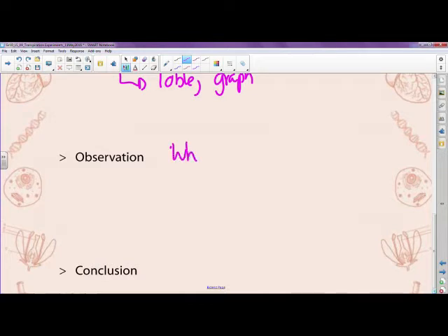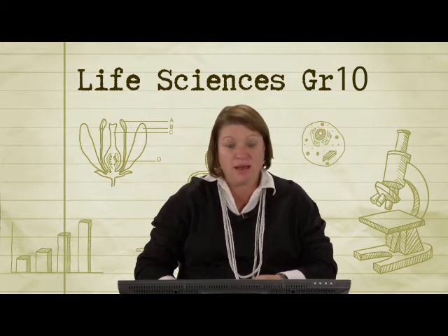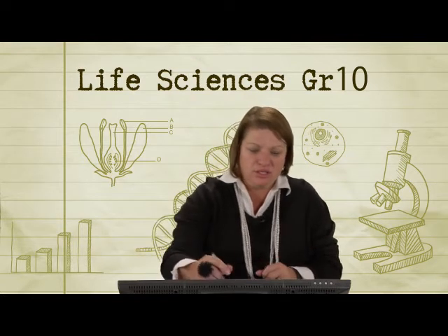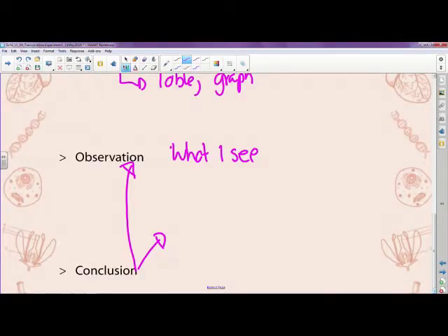The last one, the difference between observation and conclusion. Observation is what I see. It is different to a conclusion. A conclusion is an answer to my aim, right? So when I come to my conclusion, very often we tend to put our conclusion into an observation. No, an observation is just what I see. A conclusion then will give me the reason for what I am seeing, for what I am observing.